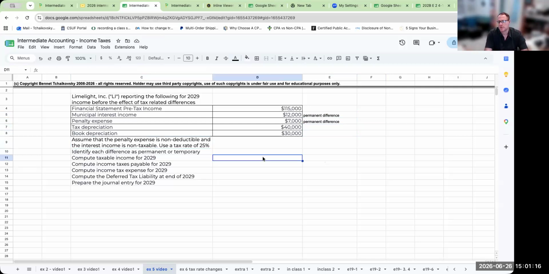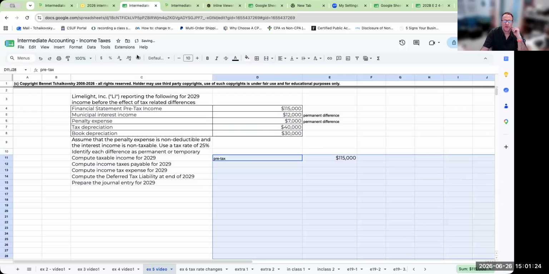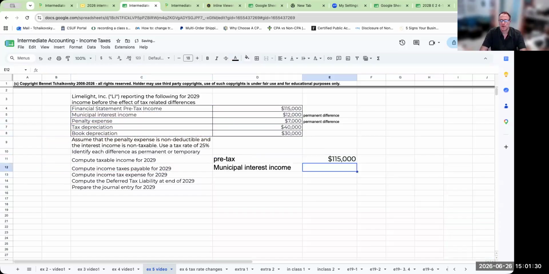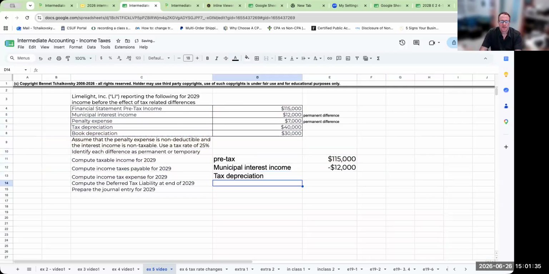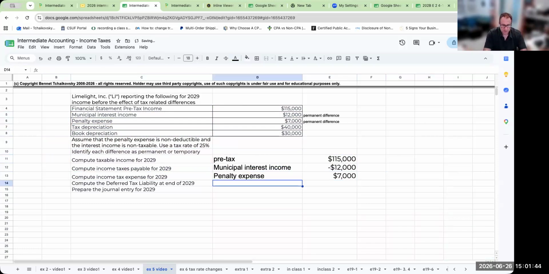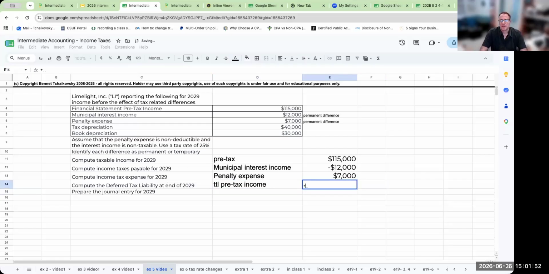So the first thing we want to do is compute taxable income. So we've got pre-tax of 115,000. What we're then going to do is adjust this. The municipal interest income will not be taxable, so we're going to take this 12,000 out. The penalty expense will not be deductible, so we're going to add this back. So my total pre-tax income is going to be right over here at 110,000.